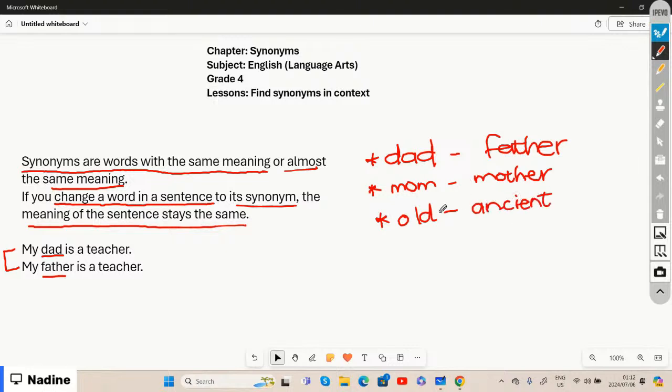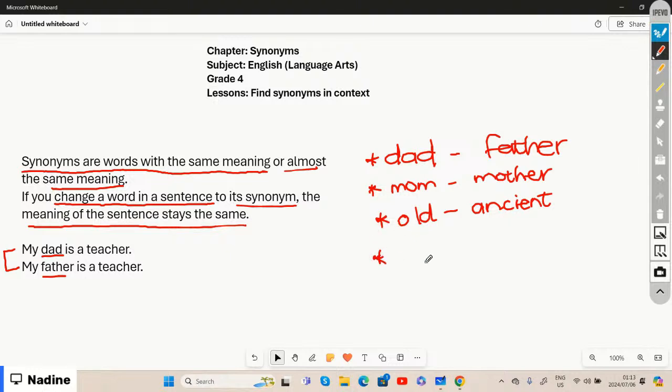But remember, you cannot use old for a person, right? If you're making mention of a person, then you cannot change that word old to ancient, because old when it comes to a person is not the same as ancient, because ancient is something way different, right?